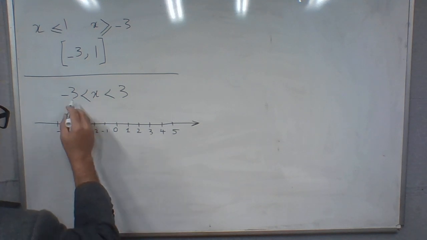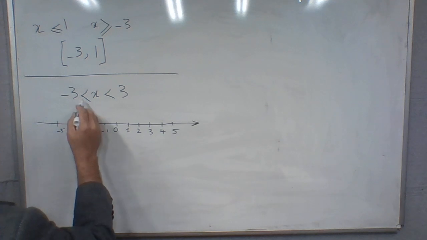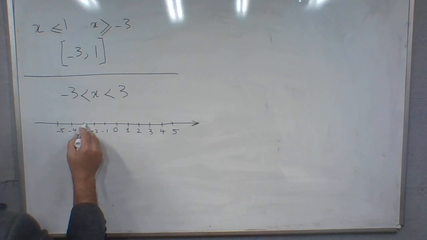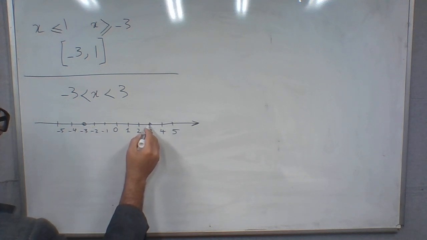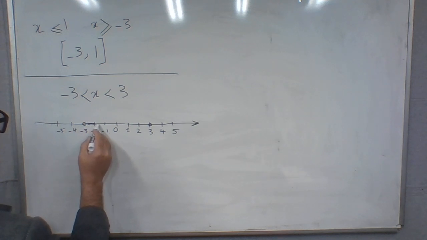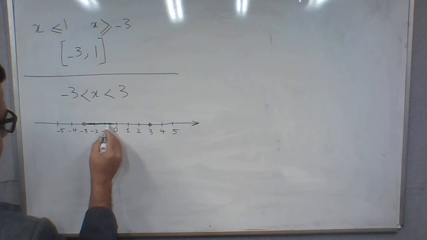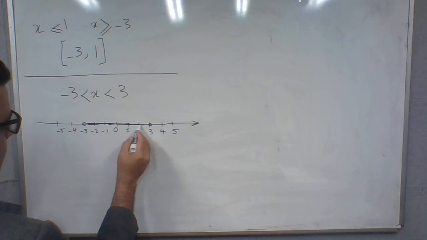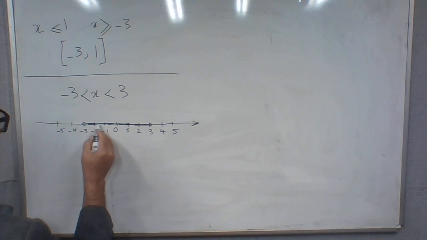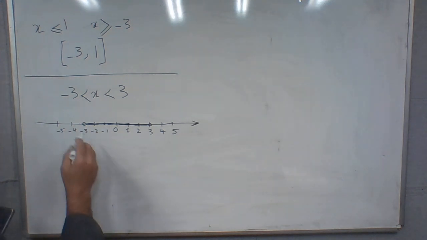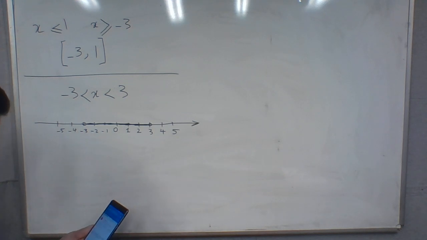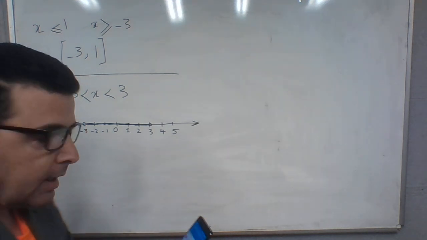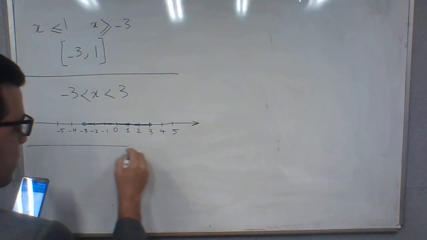So between negative 3 and 3, it starts from here, and it is not equal. So I put a hole here. And then at 3 also we have a hole here. And then everything in between. So these numbers are all contained in this interval, but they are not negative 3 or 3. Okay, that was problem 85. And then we go to problem 86.